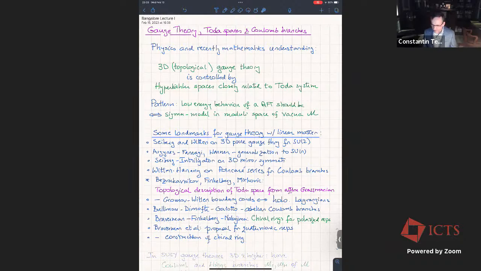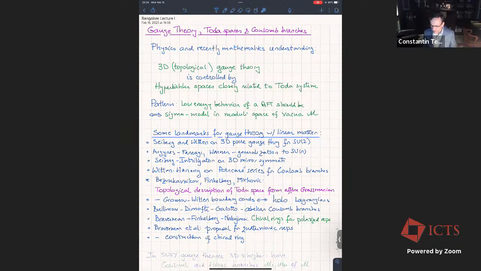Independently of that, and actually it may have been slightly earlier, there was a landmark result which at the time was not, I think, placed in connection with the questions of gauge theory and the moduli of vacua, namely Bezrukavnikov, Finkelberg, and Mirković gave a topological description of a Toda space in terms of a homology of affine Grassmannians. We're going to see that later. So at the time, that was completely parallel research and hadn't yet converged with the other.